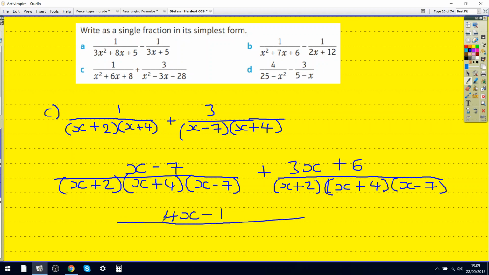And will 4x minus 1 factorize? 4x minus 1. No, you can't, I don't think. And so that's our final answer. We can't simplify it. Okay.